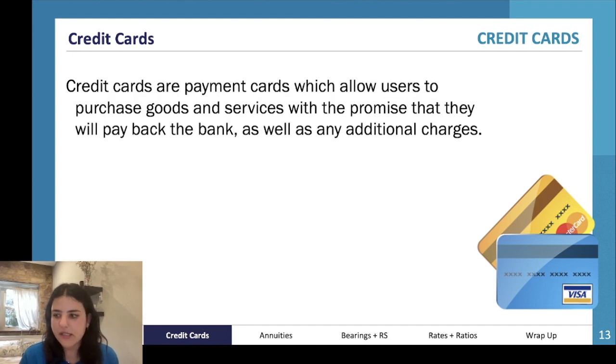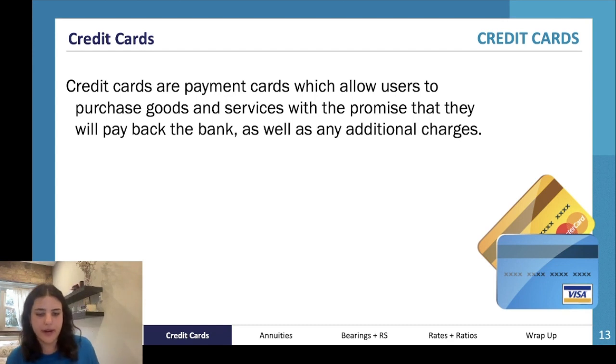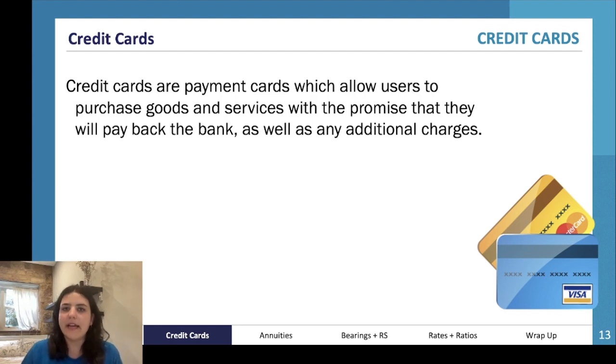Okay, so what are credit cards? They are payment cards that allow users to purchase goods and services with the promise that they will pay back the bank, as well as any additional charges. Essentially, the bank gives you money, say there's $1,500 on your card, but you pay this amount back each month, plus any additional charges. It's usually a little bit of interest, maybe certain surcharges on certain days. So you have to pay the bank back, and if you don't, you are in a lot of trouble.